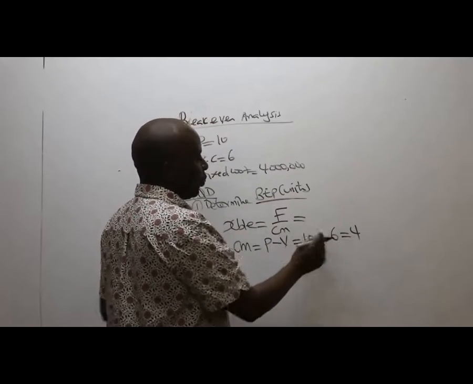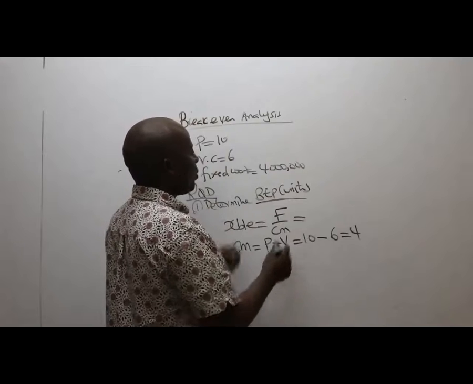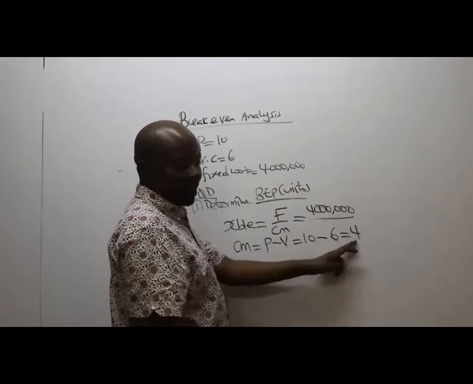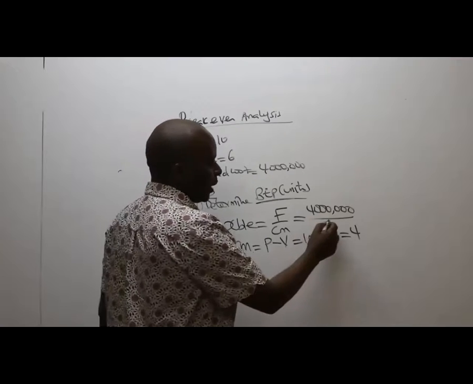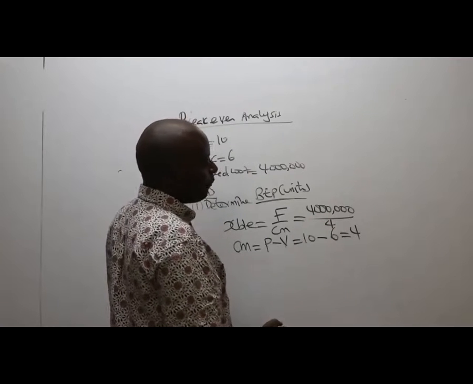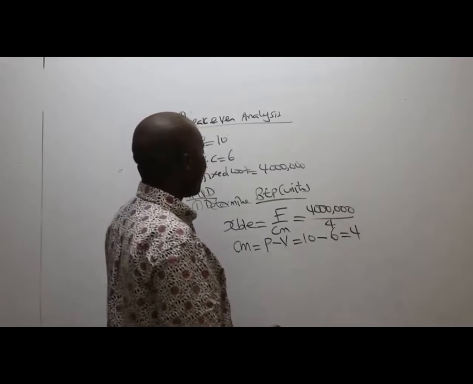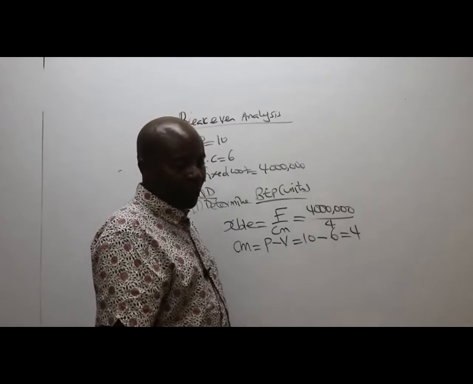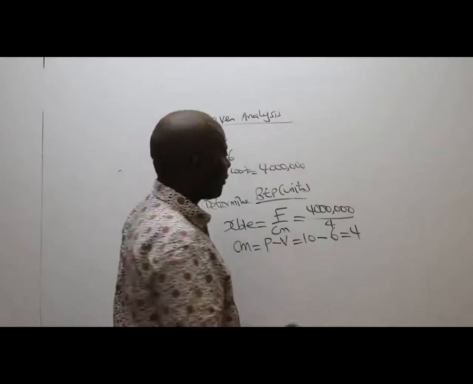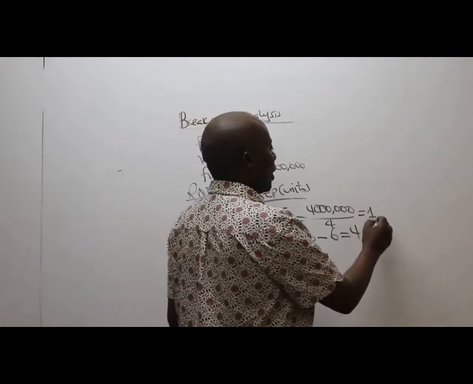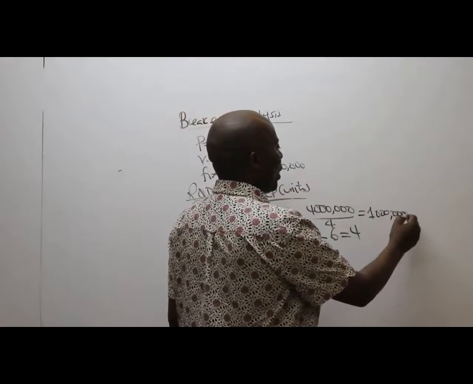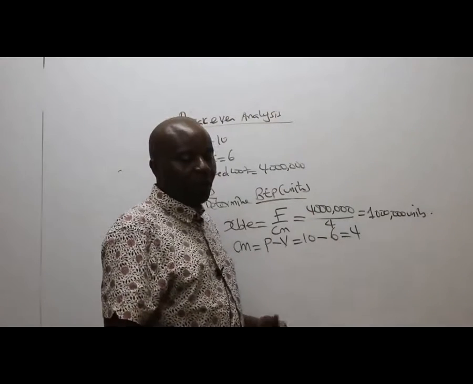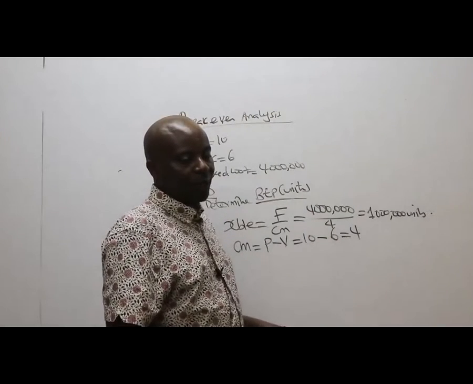Now we plug in here. The fixed cost is 4 million divided by the contribution margin of 4. 4 million divided by 4 gives me 1 million. So the break-even point is 1 million units.